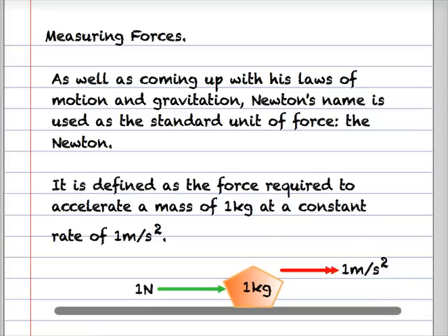And let's have a look at this picture to see if we can understand what that means. So here's a kilogram of mass. There is a force of 1 Newton pushing it, and as a result of that force, the object speeds up. It speeds up at a rate of 1 meter per second every second, or 1 meter per second squared.